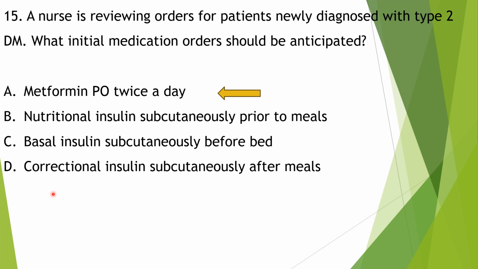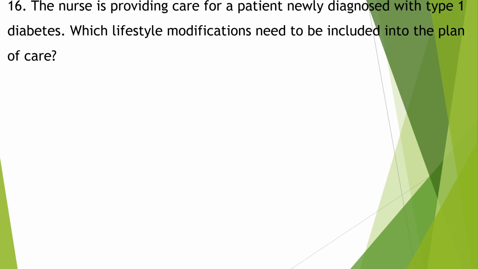So the other three options, B, C and D, these are orders for patients with type 1 diabetes mellitus. The nurse is providing care for a patient newly diagnosed with type 1 diabetes.